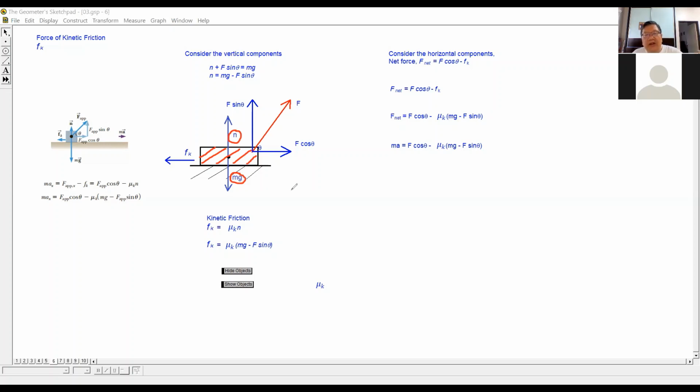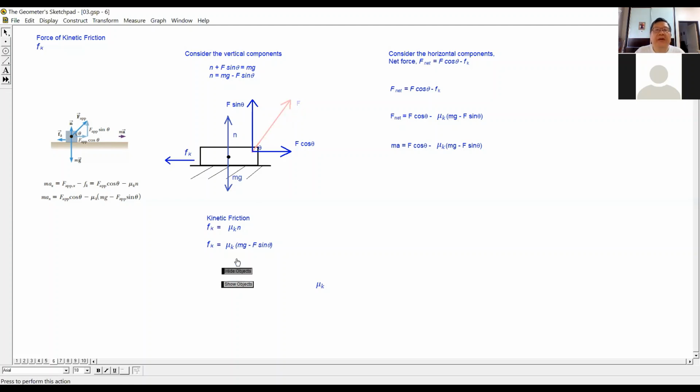Mg is the weight of the object. So we have two forces acting on the object. Now, besides these two forces, I am going to give it an extra pulling force. I'm going to pull this object. The F here is my applied force. They call it applied force. I'm going to pull this object along the surface.